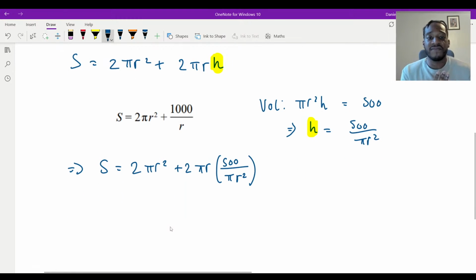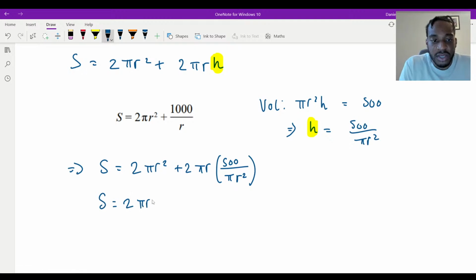So now what's left to do is just tidy up, right? So tidying up, we're going to have S is equal to 2 pi r squared plus, and then what happens here? Well, that pi is going to cancel with that pi. That r is going to cancel with one of those r's, and then I've got 2 times 500. So I've got 1,000 here on the top divided by r. And that's exactly what they wanted for 4 marks.